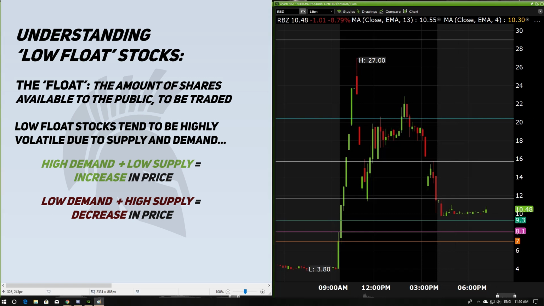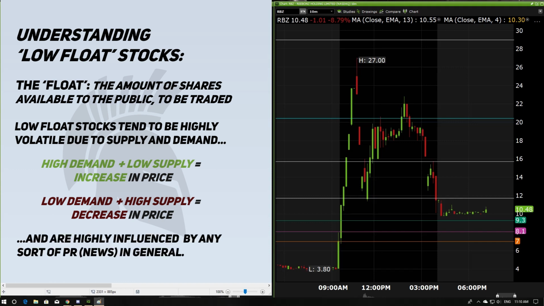So when we look at stocks that have these small supplies, these low float stocks, these things tend to move very quickly on PR. So anything that a company will put out as a positive PR statement for the company, it could be any sort of type of news. If it tends to get a little bit of traction, you can see these stocks move up quite a bit fairly quickly.